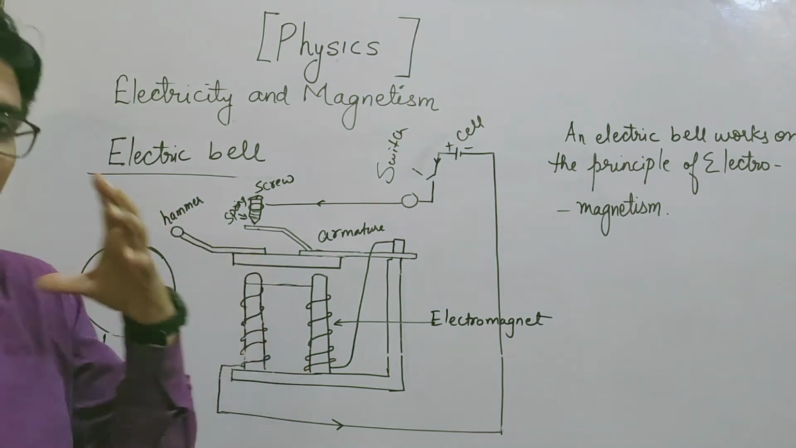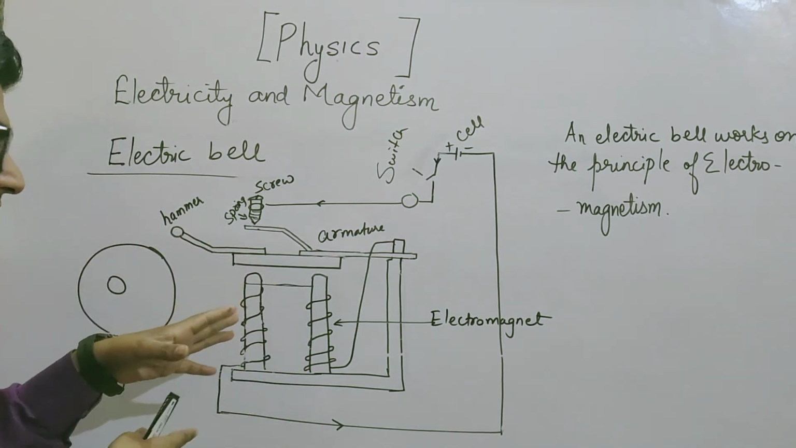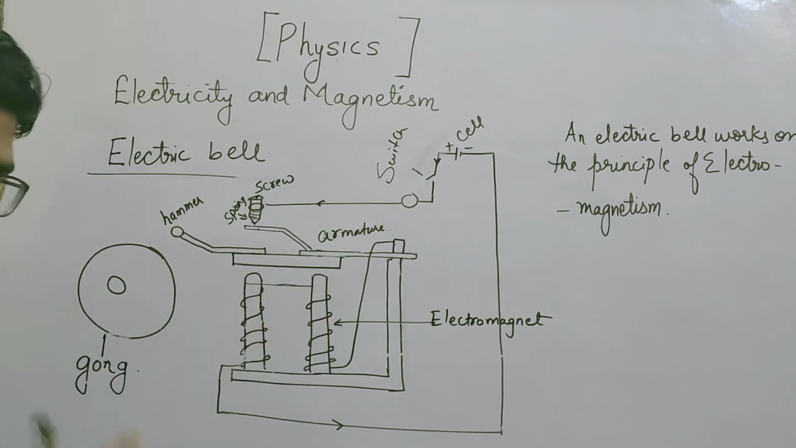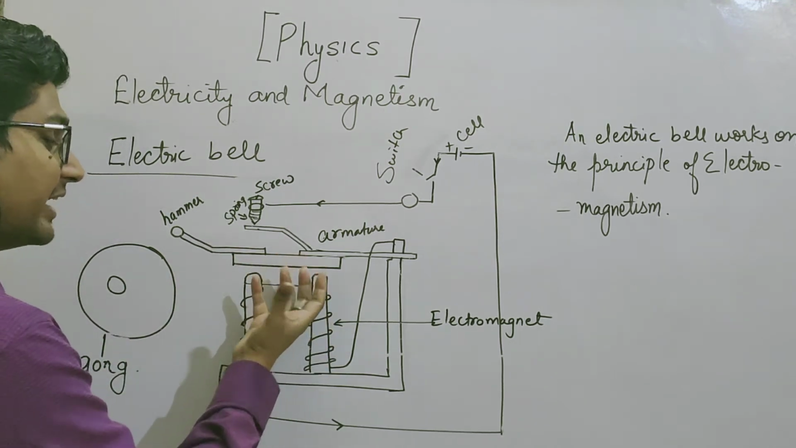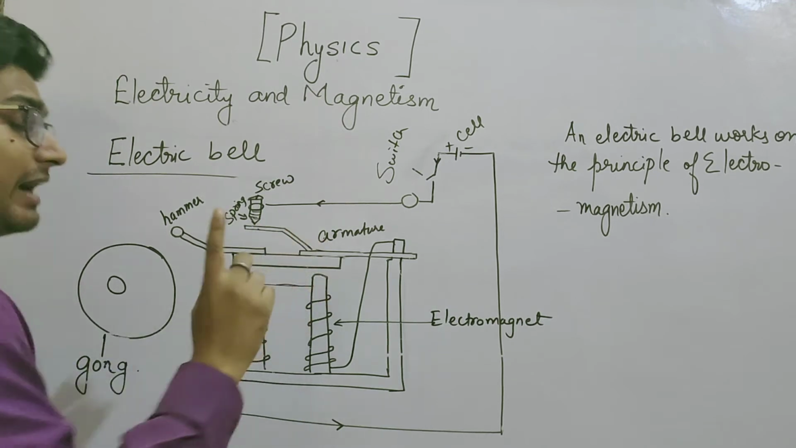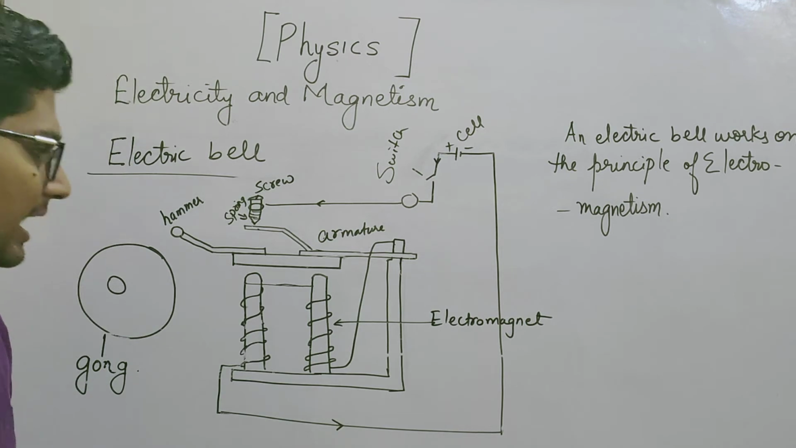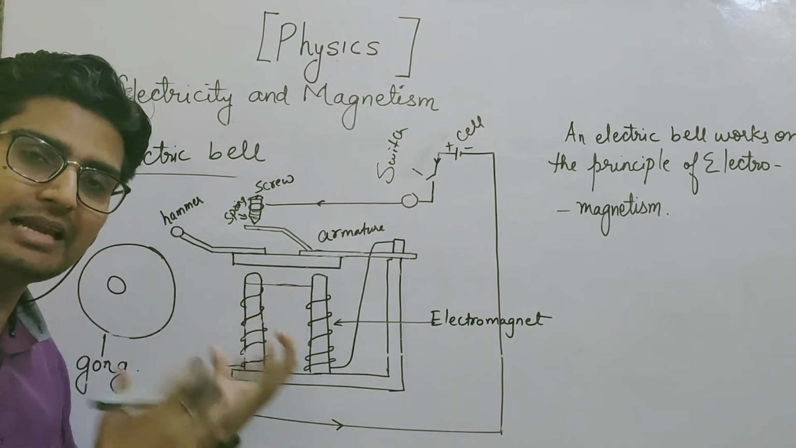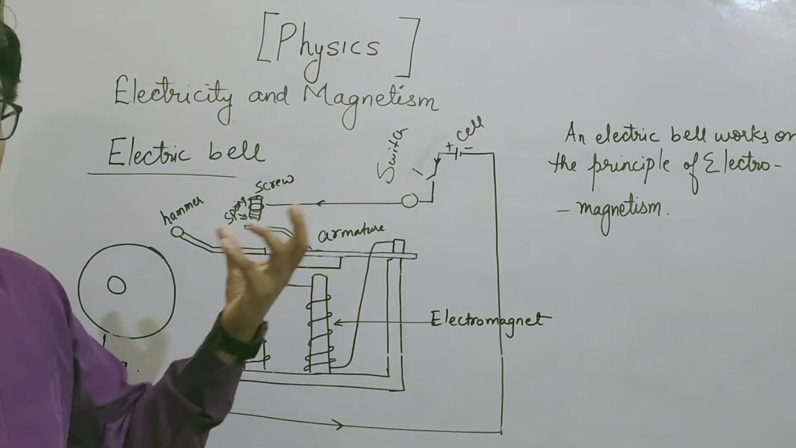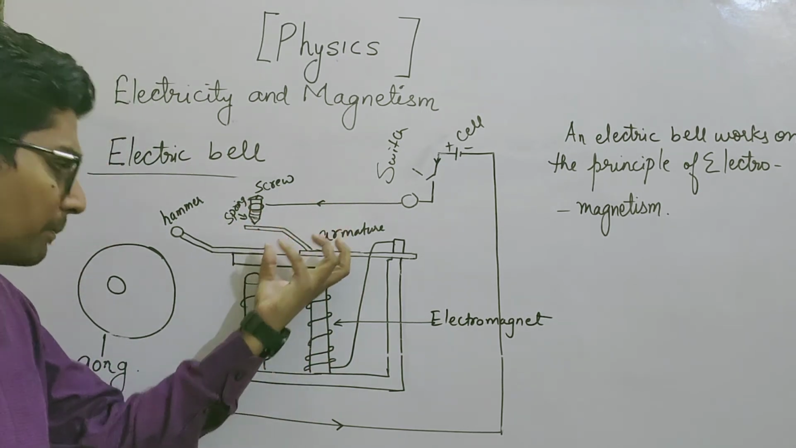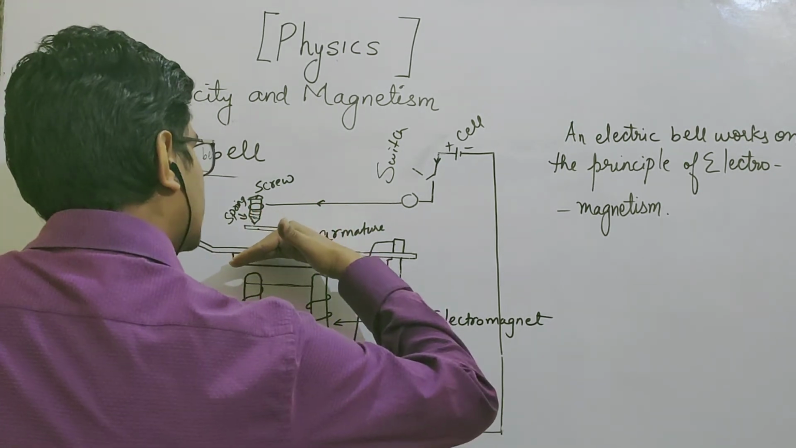So earlier it was simple iron, but as soon as the electricity passes through it, it will start behaving like a magnet. Now since it has started behaving like a magnet, what will happen? It will attract this armature. Why will it attract this armature? Because the armature is made up of iron, and this has become an electromagnet. So we know that magnets are capable of attracting iron. So as soon as it pulls down the iron, this armature will come down.